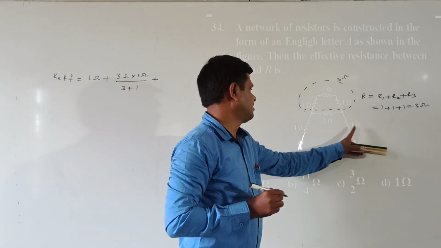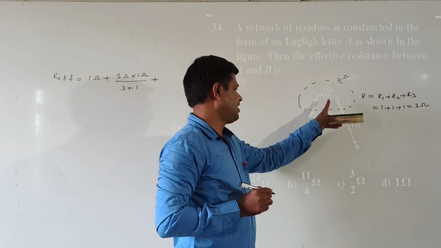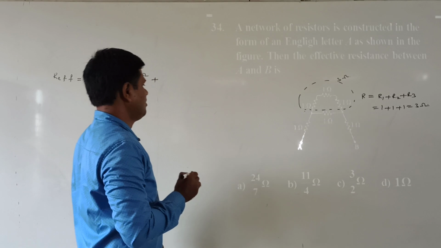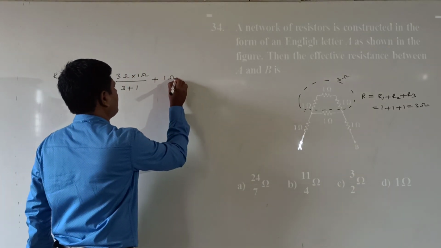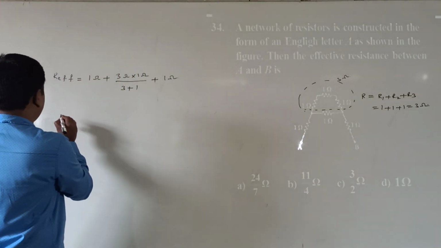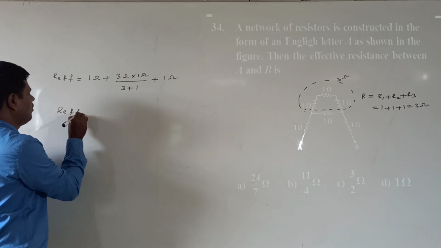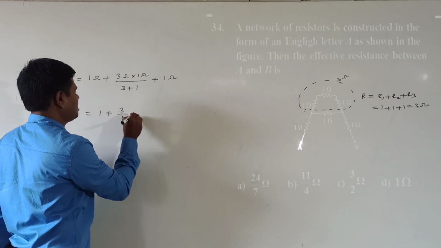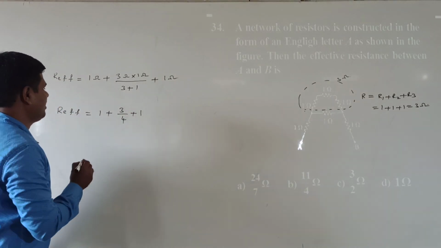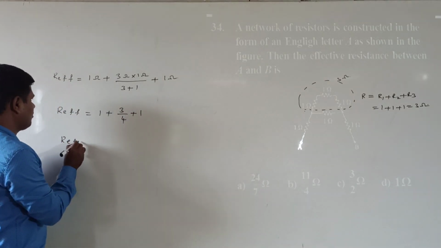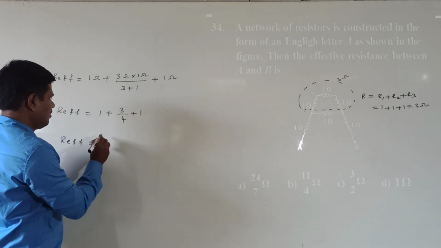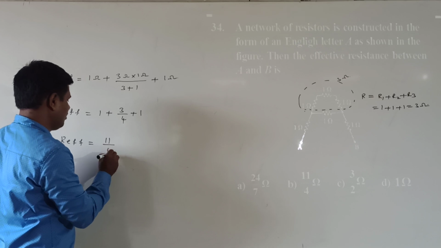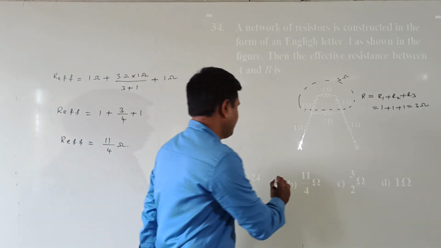Next, this combination is series, and this is also a series combination. So this is 1 ohm. Now R effective is equal to 1 plus 3 by 4 plus 1. That is 4 plus 3 is 7, 7 plus 4 is equal to 11 by 4 ohm. We are getting 11 by 4.